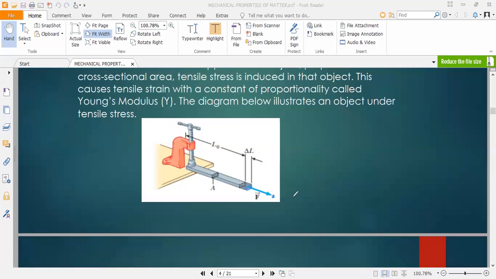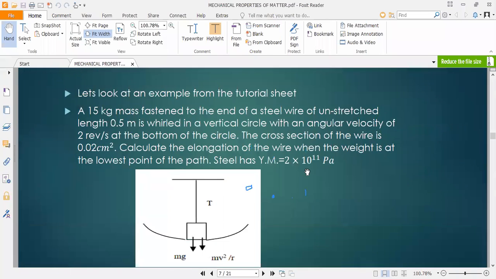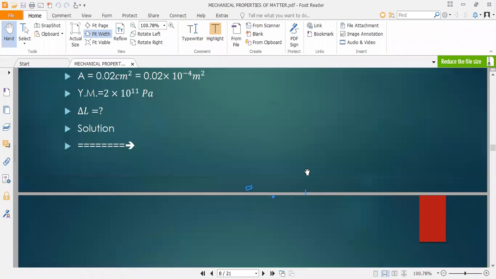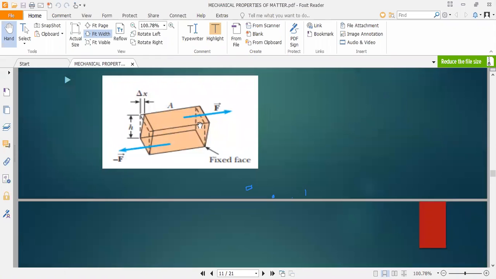But now the difference with what we are doing today is that today the force is being applied parallel.